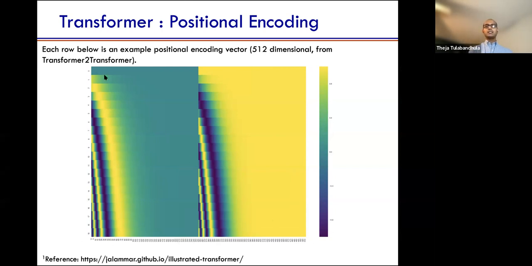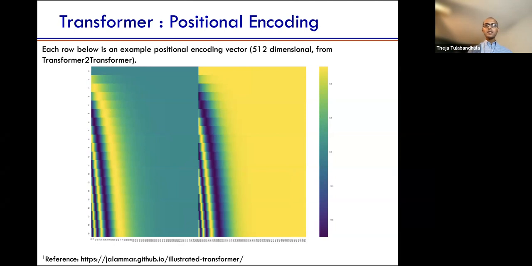Okay, so think of this like pre-generated vectors. Somebody generated and stored them in a database. Every time you want to pass an input, you pick each one of them. So if you have a 3-length word sequence, a three-word sentence, then you pick the first 3 vectors and add them to the word embeddings, and then you pass it to the transformer.